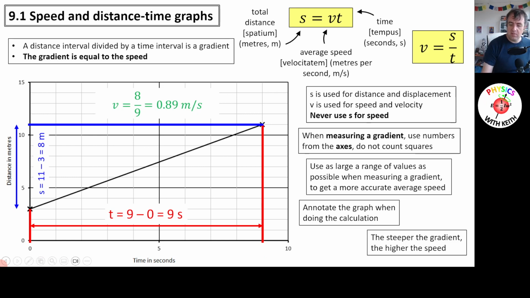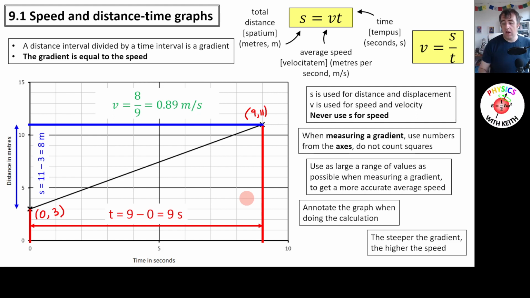And you'll often see me as well actually writing them as coordinates on here. So I'll put in brackets, this is 9, 11. And this one down here is 0, 3. I'll even write coordinates on those places on the line. Now that does two things. Firstly, it reminds me of what the values are I am using, so I don't just start counting squares. But secondly, it shows the examiner the values you are using.